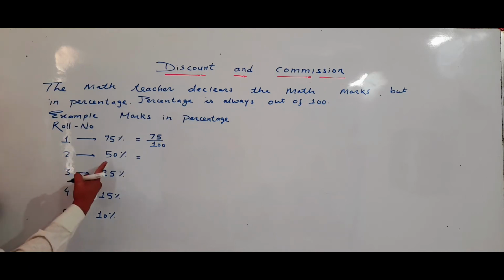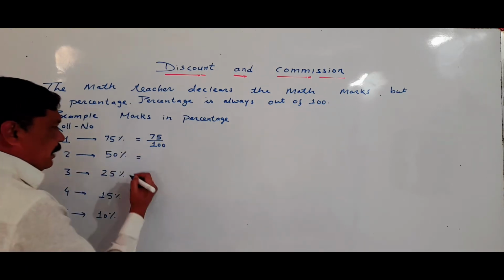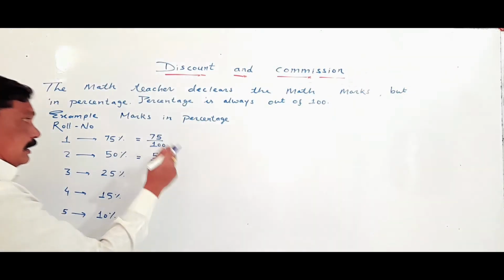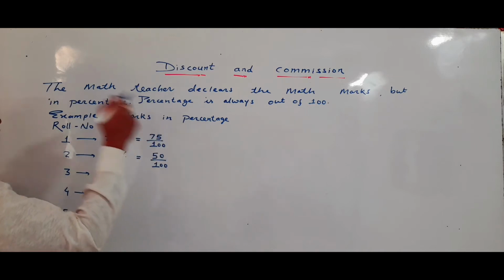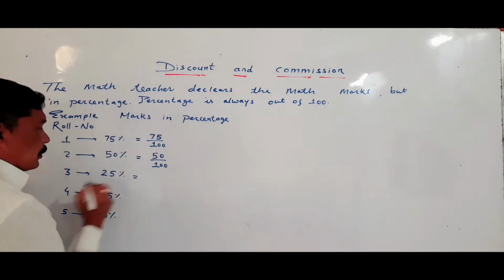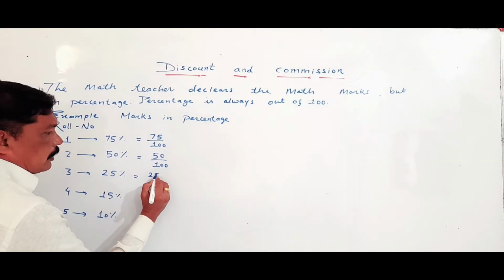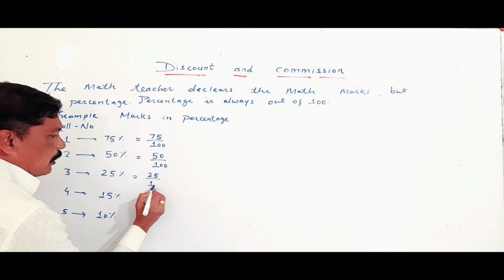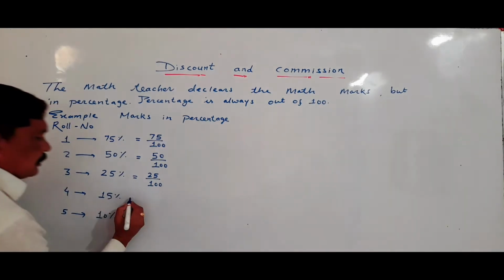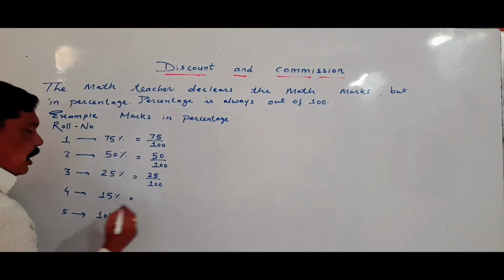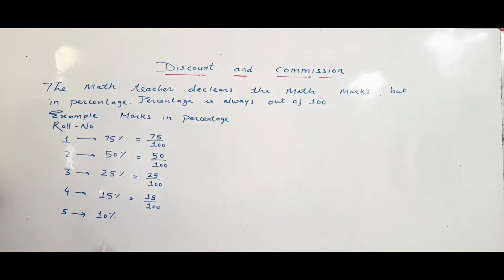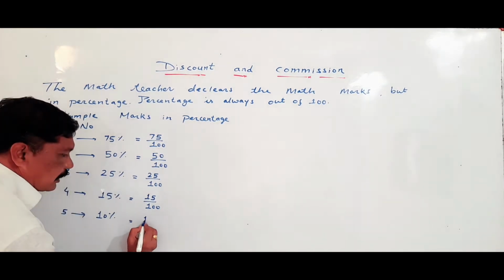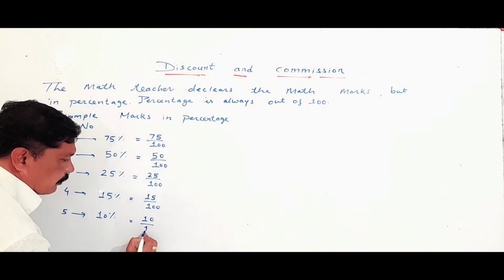If roll number 2 has got 50%, it means he got 50 out of 100. Roll number 1, 75% out of 100. Roll number 3 has got 25% out of 100 marks. Roll number 4 has got 15% out of 100. Roll number 5 has got 10% out of 100.